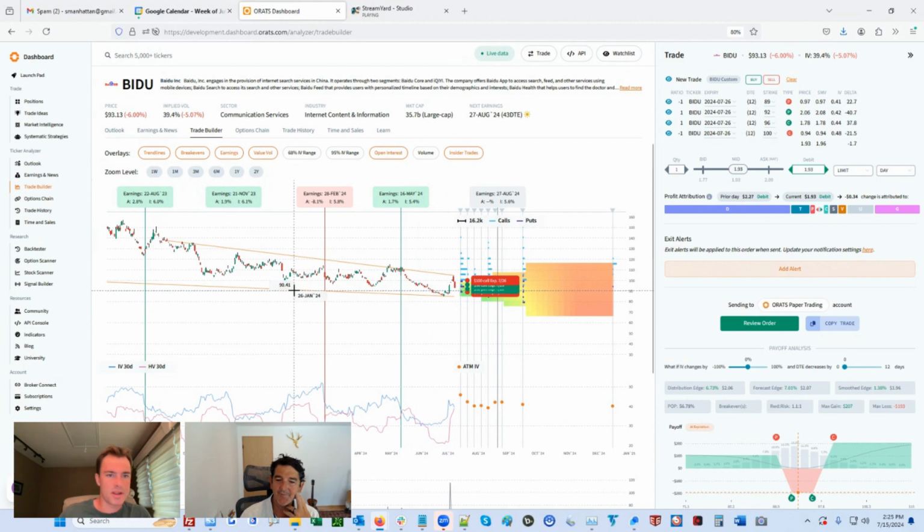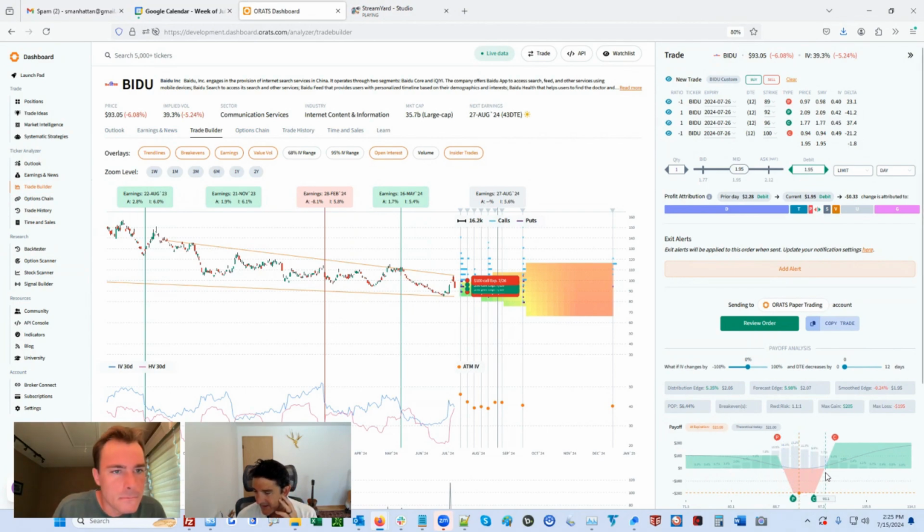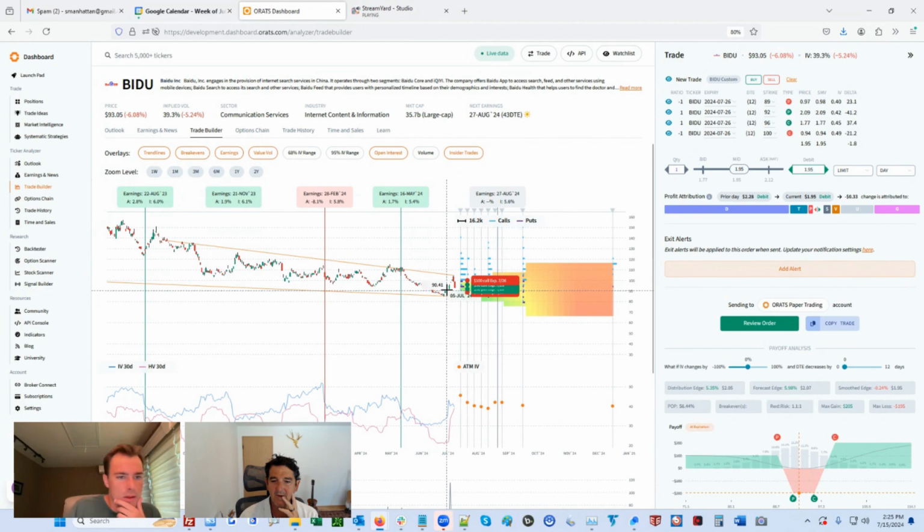Yeah, can you show the break-evens on that and maybe zoom in? Yeah, so the break-evens are 90.1 and 98.1. So, down here and kind of up here. Gotcha. Okay, cool.